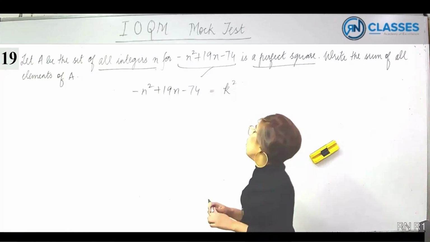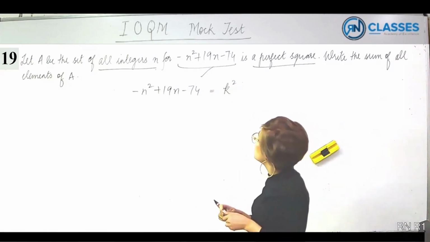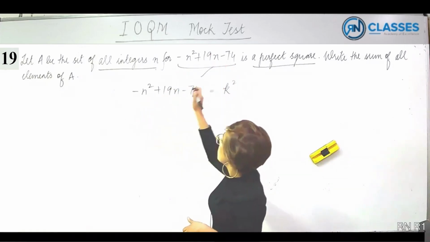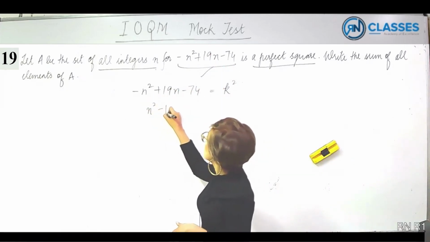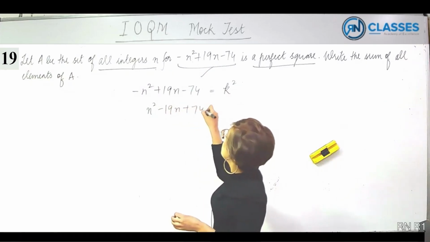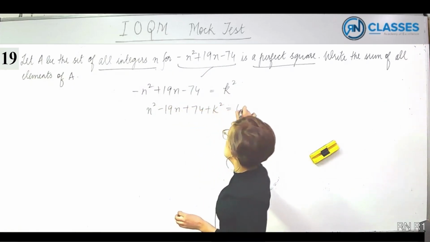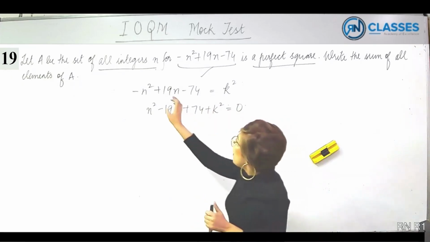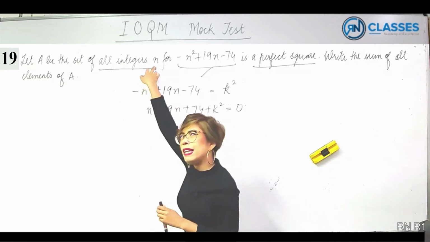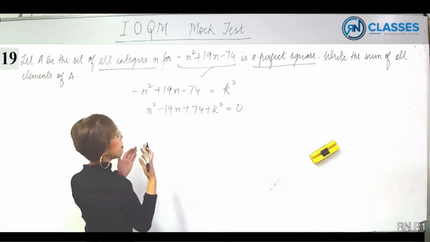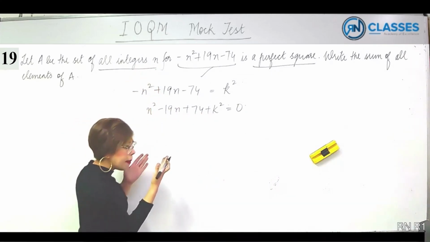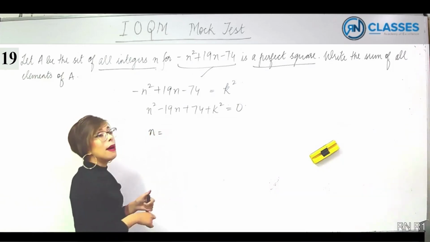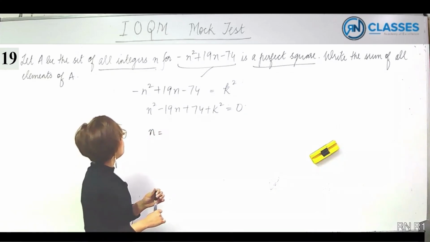Now, how do I deal with that? This quantity is k square. What I can do is, I can shift everything to that side. I'll get n square minus 19n plus 74 plus k square, this is equal to 0. Now, mind it, I need to find integral n. Can I find the value of n from here? Yes, it is a polynomial in n. I can find the value of n by using the quadratic formula.